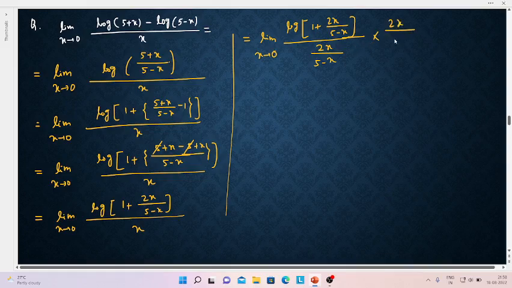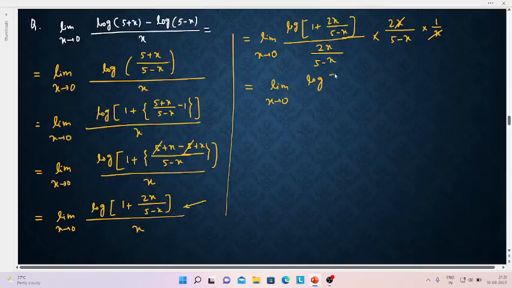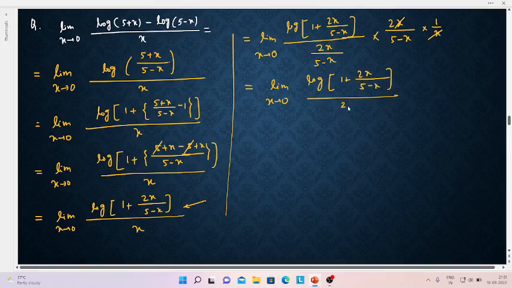By 2x upon 5 minus x, and 1 upon x is there, so we have to multiply it by 1 upon x, right? After cancelling this total part, we will have that particular part again. Here you can see x and x will be cancelled out. What we will have is limit x tending to 0 of logarithm of 1 plus 2x upon 5 minus x, and on the denominator we have 2x upon 5 minus x, right?